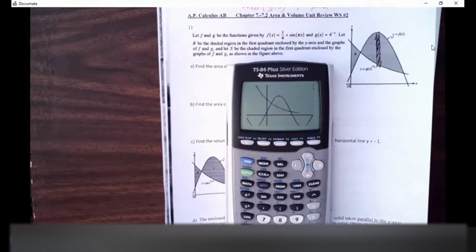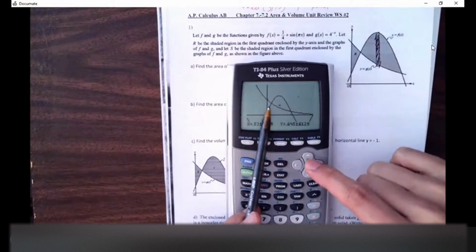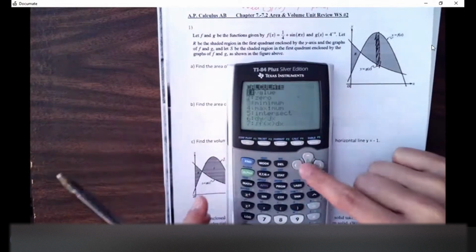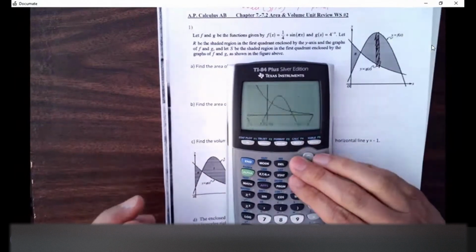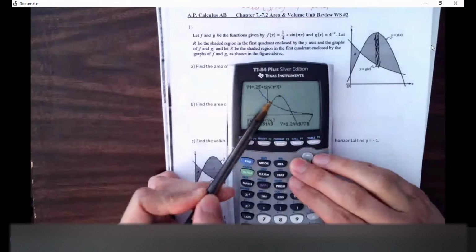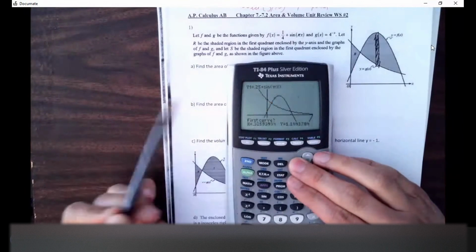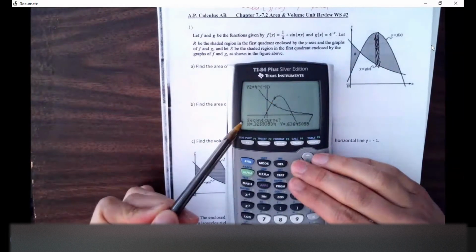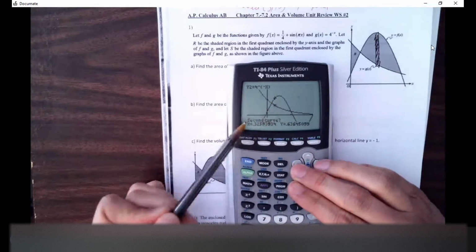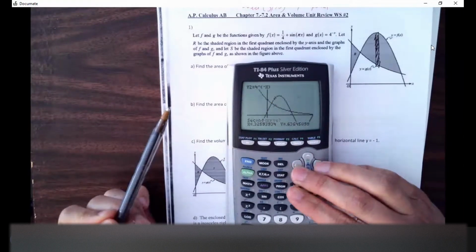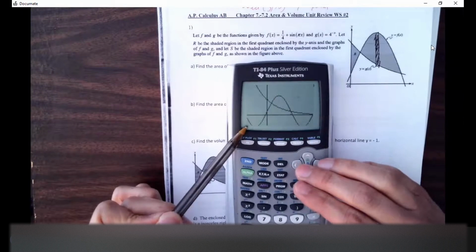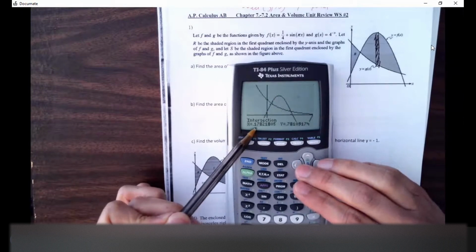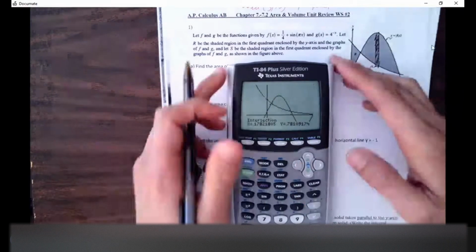All right, so there are my two intersections here. I'll look for this left intersection first. So second trace, go to 5, second trace, intersect, hit enter. So I'll choose a point near the intersection on one curve, hit enter. And I'll choose a point close to the intersection on the second curve, hit enter. And now it's going to look for that intersection for us, hit enter again. Intersection 0.178. Okay.